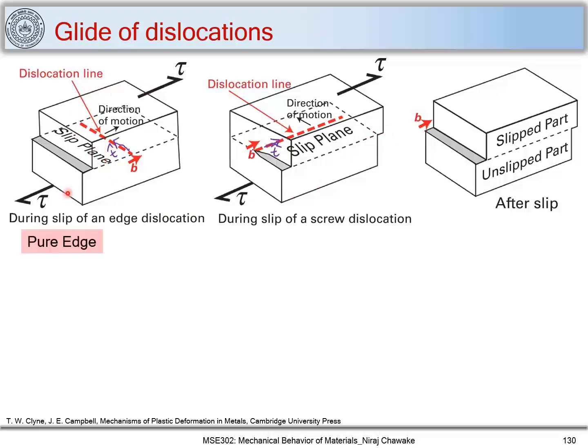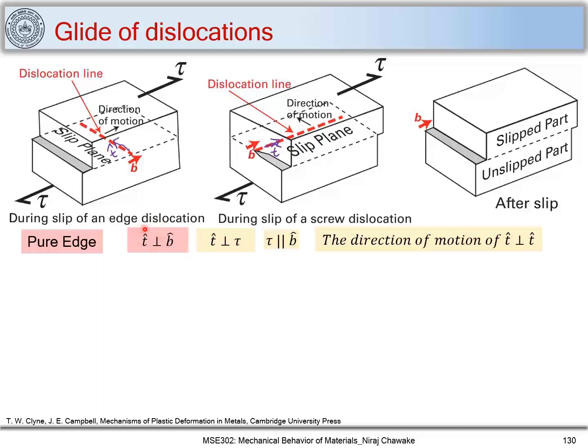Let us write it down. For a pure edge dislocation, the dislocation line is perpendicular to the Burgers vector. The dislocation line vector is perpendicular to the tau, that is the shear stress applied. The tau shear stress is parallel to the Burgers vector, and the direction of motion of the dislocation line is perpendicular to the t vector.